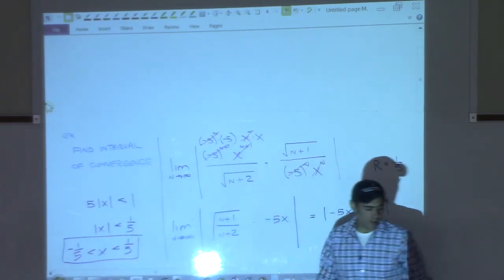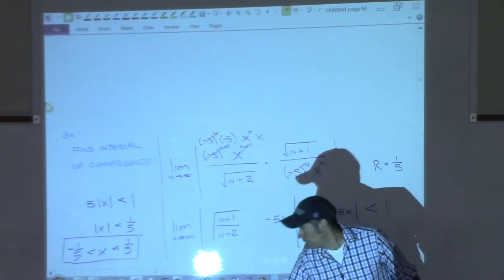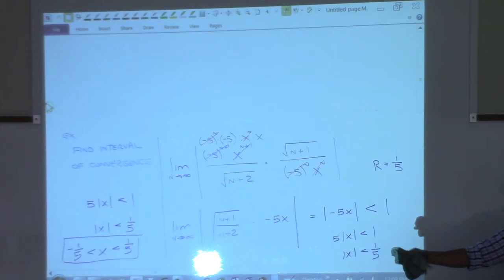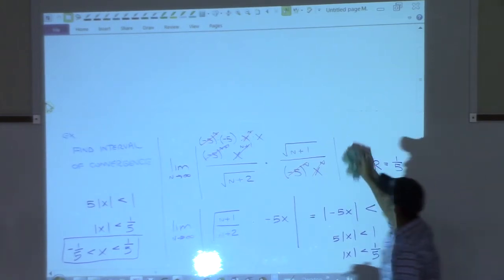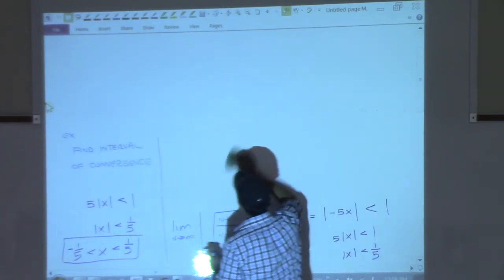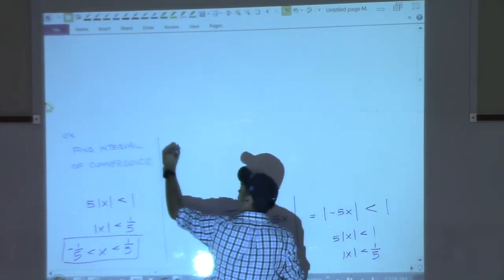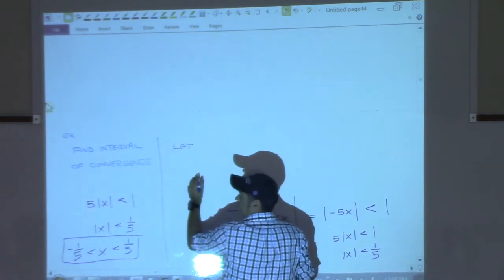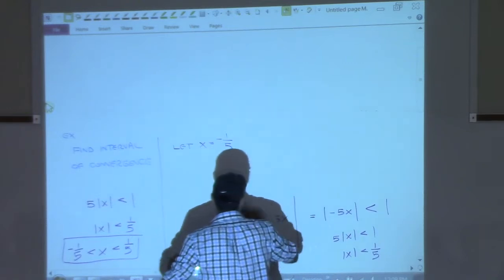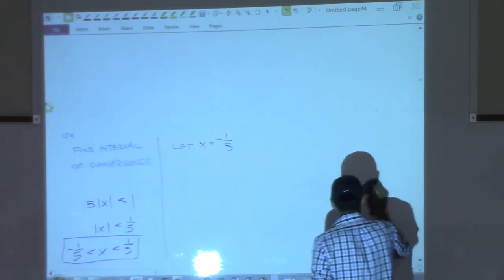All right, is that our answer? No, that's part of our answer, right? Everything in there, we converge. But we need to check our 2 endpoints, right? So now we check the 2 endpoints. So the endpoint, let's let x be negative 1/5 first. And I've erased the original series, so I'll have to rewrite it in there.